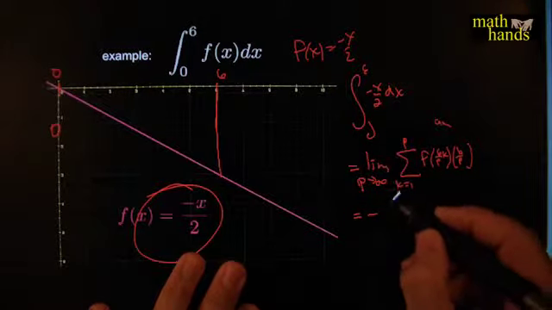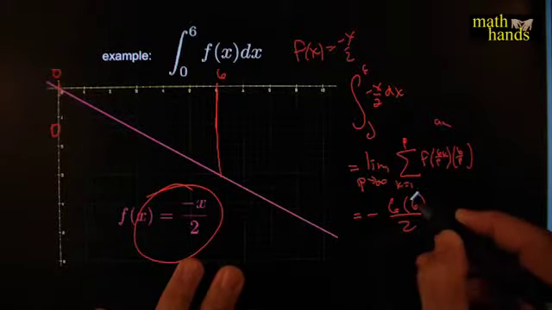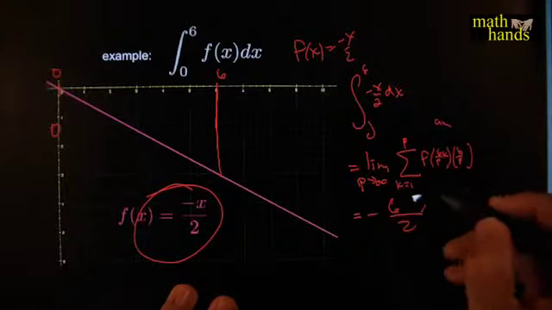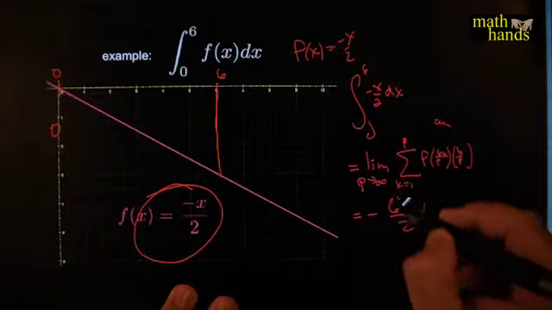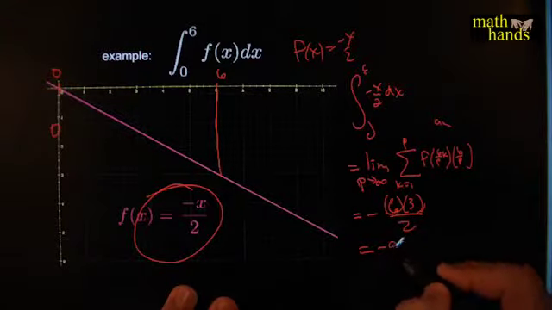And so it'll be base times height divided by 2. Wait, but the height was not that, right? Height was 3. Base times height divided by 2. So that will give you negative 9.